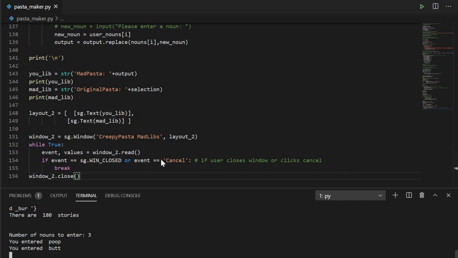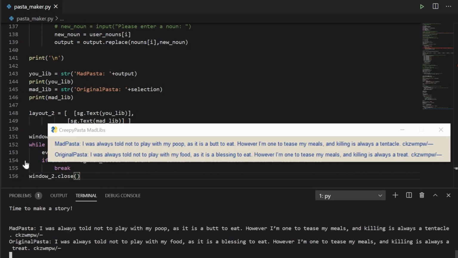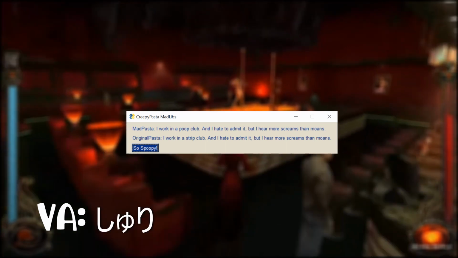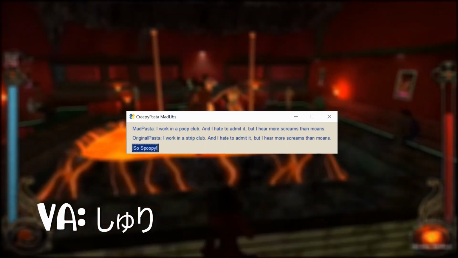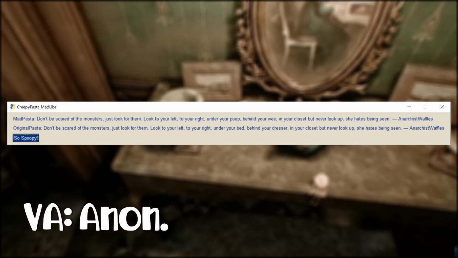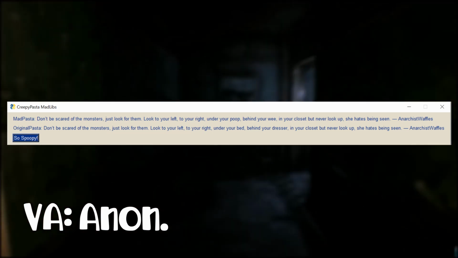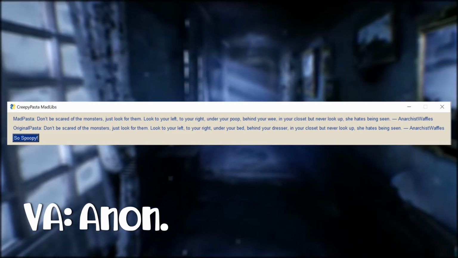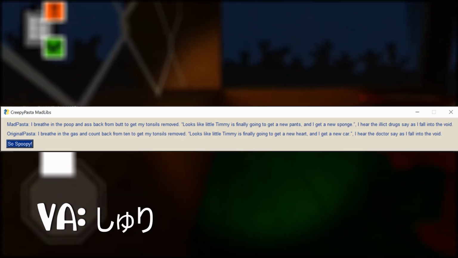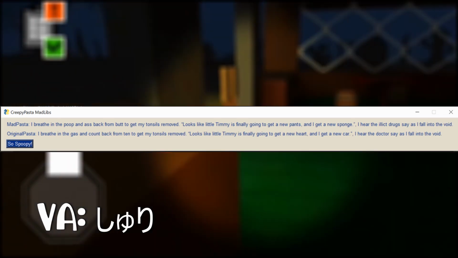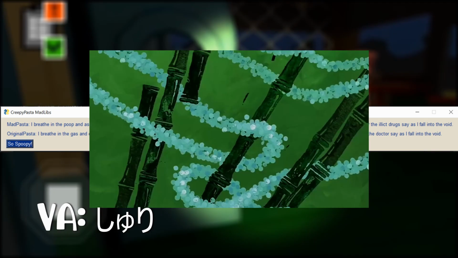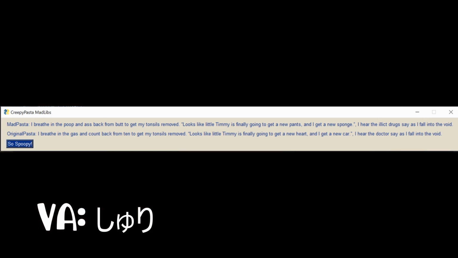Tentacle. I was always told not to play with my poop, as it is a butt to eat. However, I am one to tease my meals, and killing is always a tentacle. I work in a scream club, and I hate to admit it, but I hear more screams than moans. Don't be scared of monsters. Just look for them. Look to your left, to your right, under your poop, behind you, in your closet. But never look up. She hates being seen. I breathe in the poop and ass back from butt to get my tonsils removed. Looks like little Timmy is finally going to get new pants, and I get a new sponge, I hear the illicit drugs say as I fall into the void.